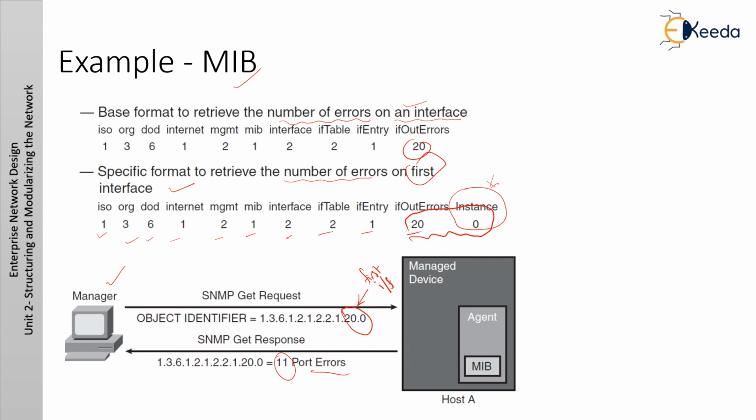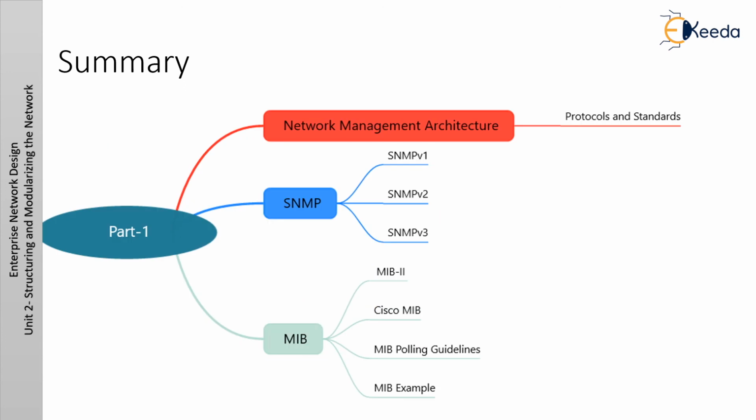So with this, the MIB is also complete in this chapter or lecture. We have completed network management architecture, protocol and standards, SNMP versions 1, 2, and 3, MIB-2, Cisco MIB, MIB polling guidelines, and MIB examples, etc.